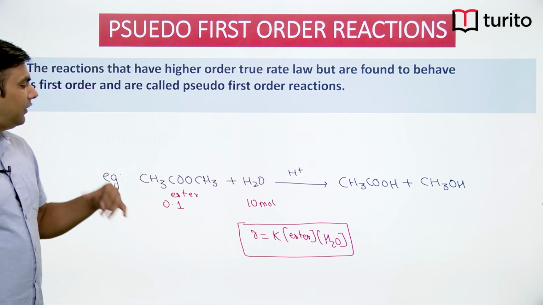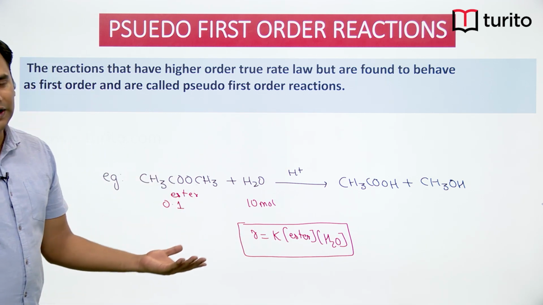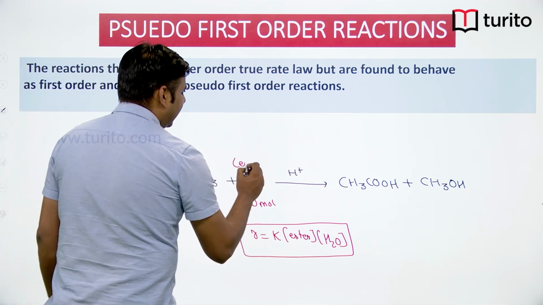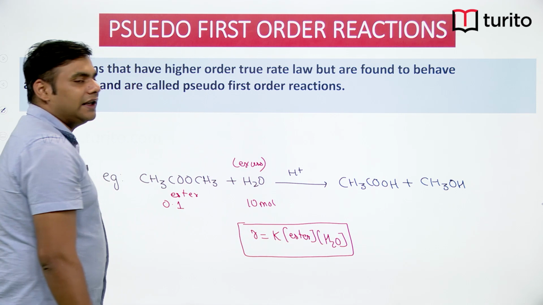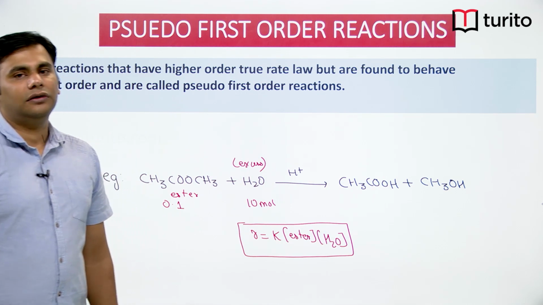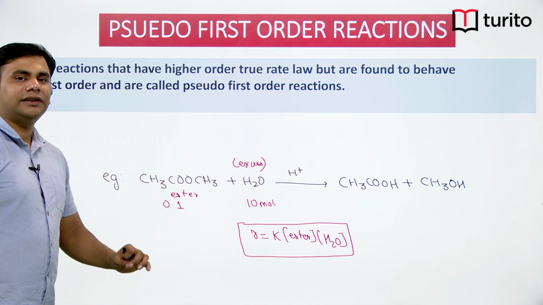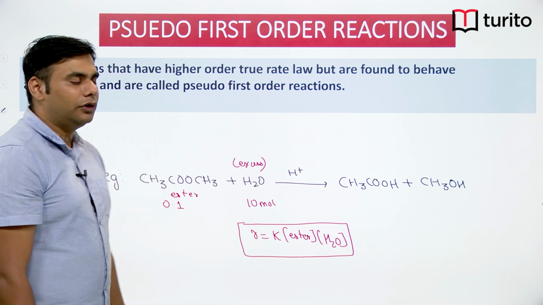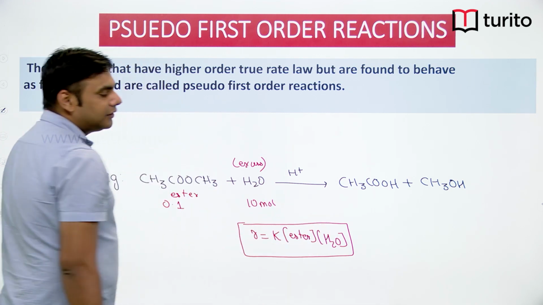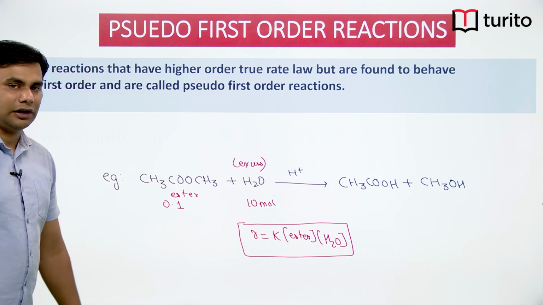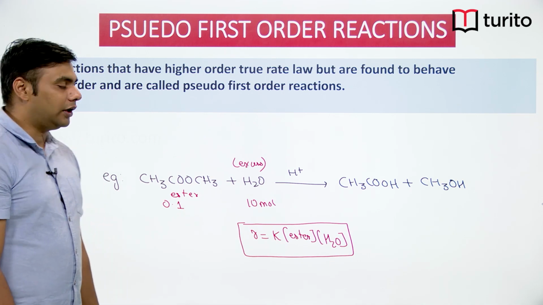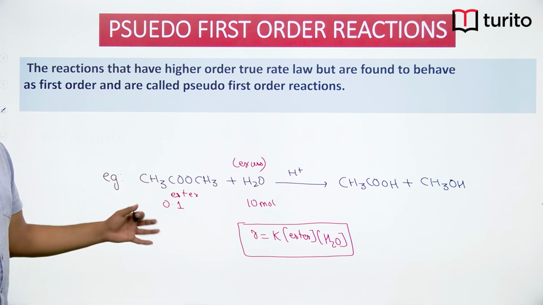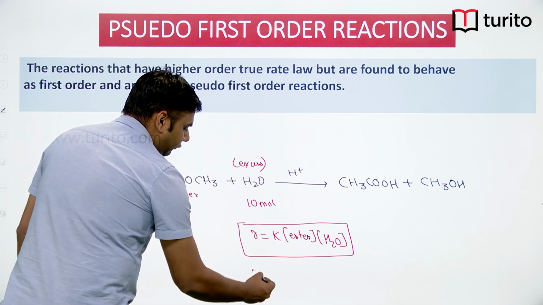So whenever we carry out a hydrolysis, water will always be present in excess amount. A substance present in excess has a very small concentration change, and practically we say its concentration remains constant. From the rate equation it appears to be a second order reaction, first order with respect to ester and first order with respect to water. But because the concentration of water is not changing much, we say it is constant.